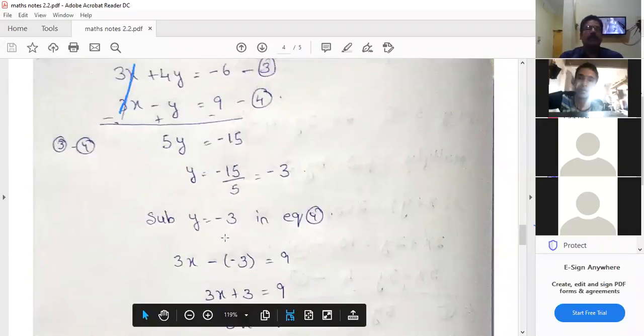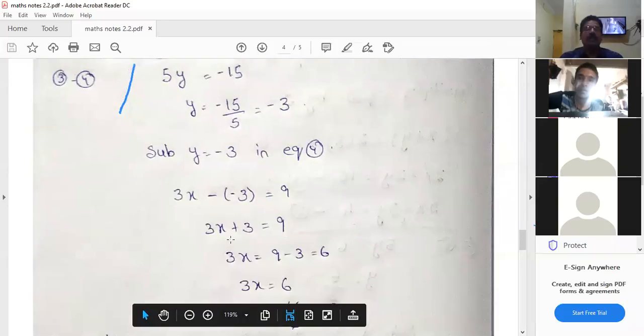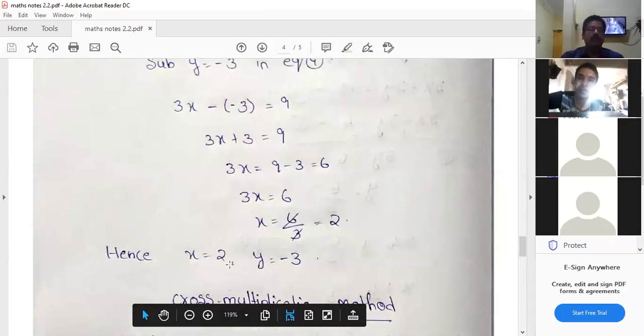So 3x minus of minus 3 equal to 9. Minus of minus means plus 3. So 3x plus 3 equal to 9. Transpose 3 to the RHS. 3x equal to 9 minus 3, 6. 3x equal to 6. x equal to 6 by 3, 2. So x equal to 2 and y equal to minus 3, I got. Hence, this is my solution by the elimination method.